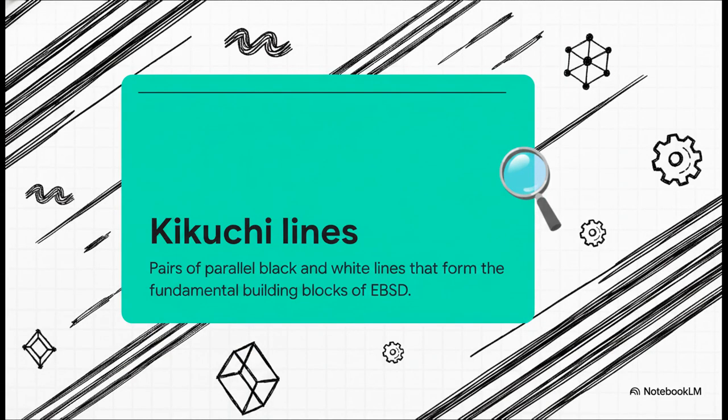Now, these mysterious lines eventually became known as Kikuchi lines. And Kikuchi's accidental discovery was absolutely groundbreaking because, well, it helped prove the wave nature of electrons. Fast forward to today, and these exact same Kikuchi lines form the absolute fundamental building blocks of modern EBSD technology.